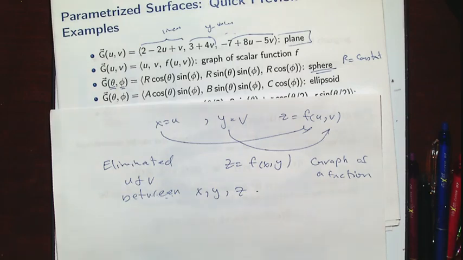I do want to say something. So the next one, do you see that I replace R by A, B, C, right? It's not the same thing. When you change the constant in X, Y, and Z direction, you stretch or shrink the sphere in different directions. So you end up with an ellipsoid.